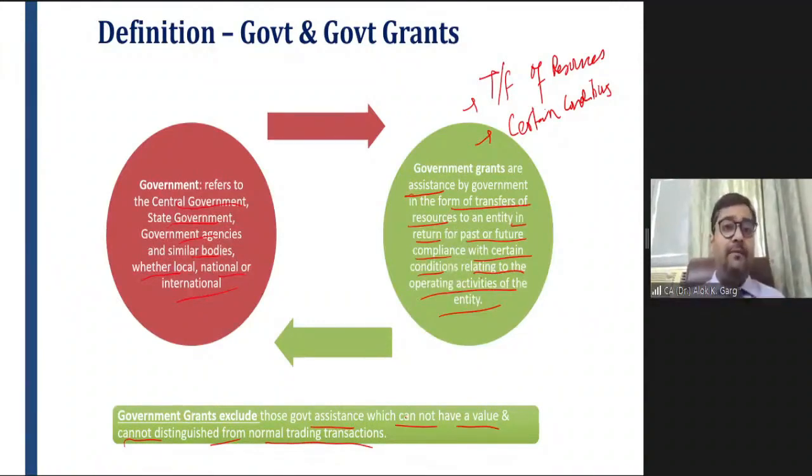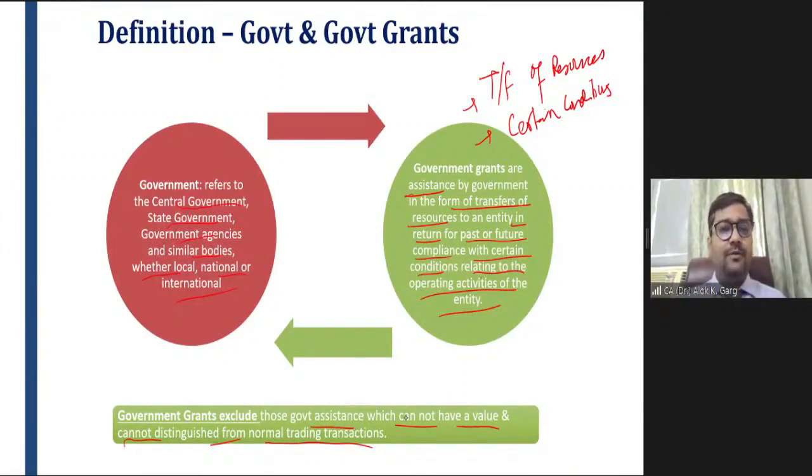For example, there is a private limited company, and it is selling its goods to the customers at 10 rupees. The government is also a customer of that private limited company, consuming 60% of its production. So it is a normal trading transaction. It is not a grant. Like Tejal is a customer, like Shraddha is a customer, like Fernandez is a customer, the government is also a customer. As simple as that. I hope you guys have understood.